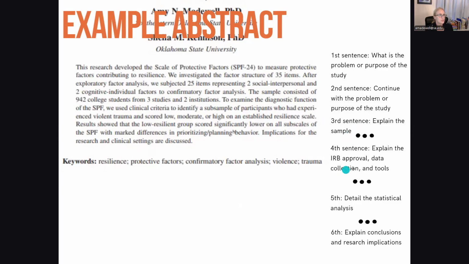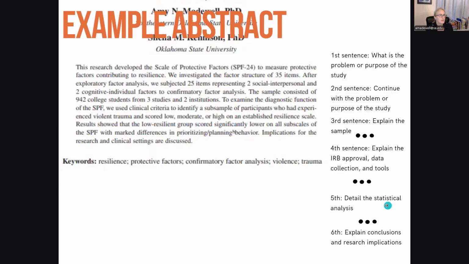Our fourth sentence should explain that it was IRB approved. How was the data collected? What research tools did you use? To examine the diagnostic function of the SPF, we used clinical criteria to identify a subsample of participants who had experienced violent trauma and scored low, moderate, or high on an established resilience scale. So we have an established resilience scale and the new scale. And we know that participants reported some kind of violent trauma and scored low, moderate, or high.